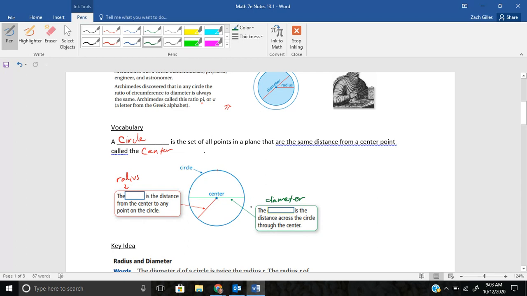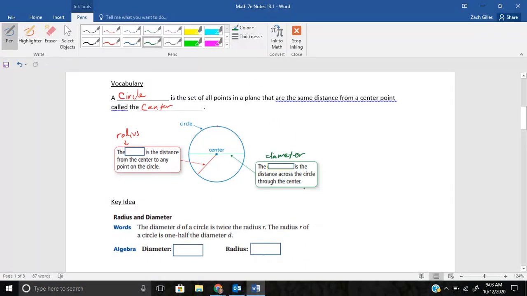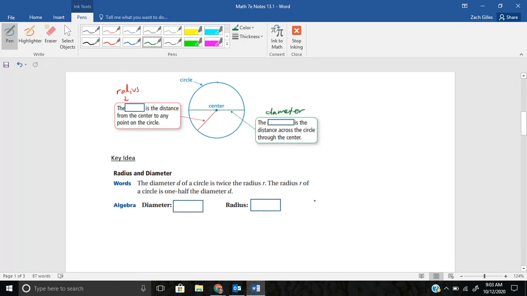All right, so you might see that there's a little bit of a relationship here between our radius and diameter, and that's what our key idea talks about. Okay, the diameter of a circle is twice the radius, and it kind of looks like that. The diameter is 2 times as big as the radius. So that would mean that the radius is half of the diameter.